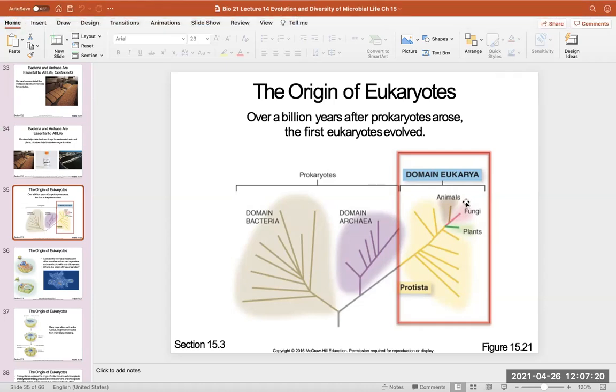So for eukarya, we have 4 groups: Protista, fungi, plants, and animals. I'm going to do Protista and fungi for this chapter. Plants is a different chapter.